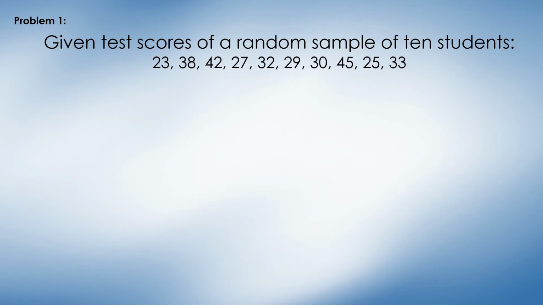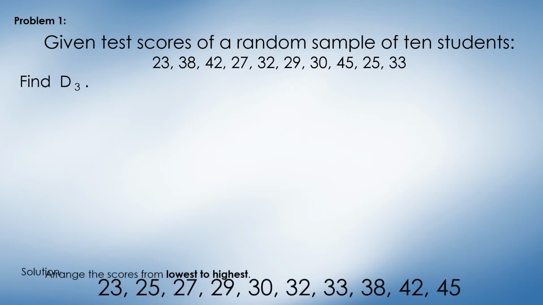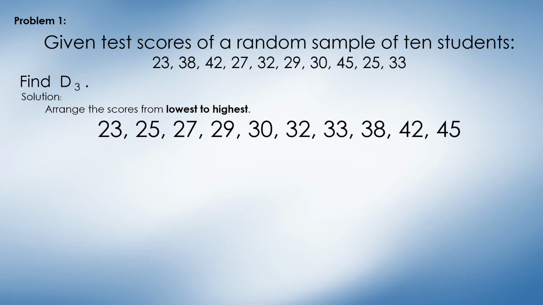Given test scores of a random sample of 10 students, we have 23, 38, 42, 27, 32, 29, 30, 45, 25, and 33. Find the third decile. So the first step, same with the quartiles, we need to arrange the given scores from lowest to highest. So we have 23, 25, 27, 29, 30, 32, 33, 38, 42, and 45.